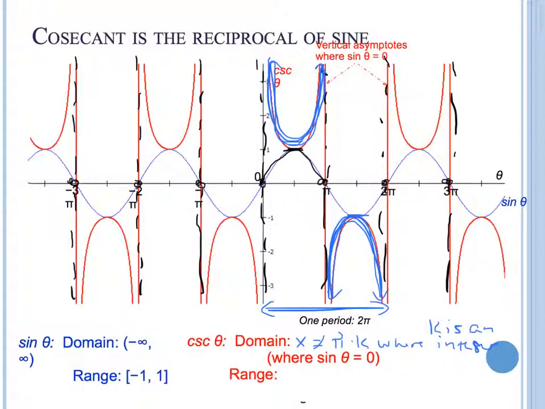For my range, I have a lot down here in the negatives and up in the positives, but I have nothing in my graph between 1 and -1. The part between 1 and -1 was my sine graph that I was using as a guide, but it's not part of my cosecant graph. So I have from negative infinity to -1, and from 1 to infinity.